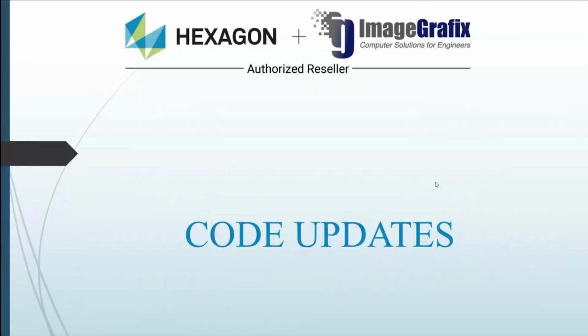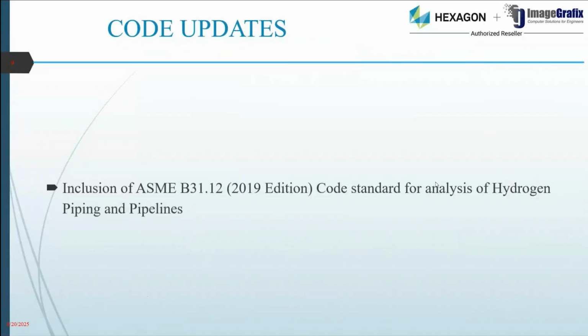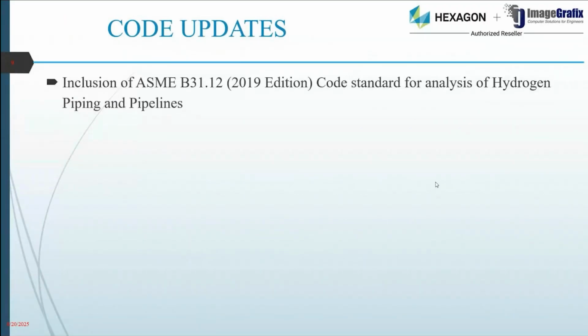What are the code updates we are having in the latest release of CAESAR II, version V14, which is in the market? Basically, the B31.12 code, which has been long pending for many customers' requirements, has been included in CAESAR II V14, with the standard for analysis of hydrogen piping and pipelines catered into it.